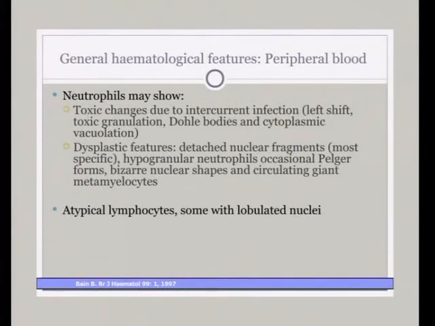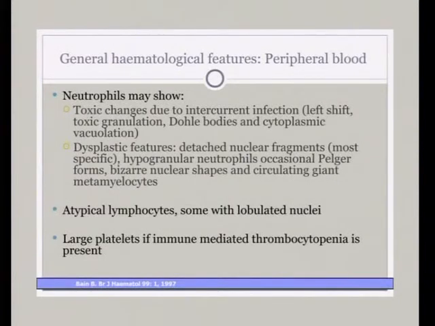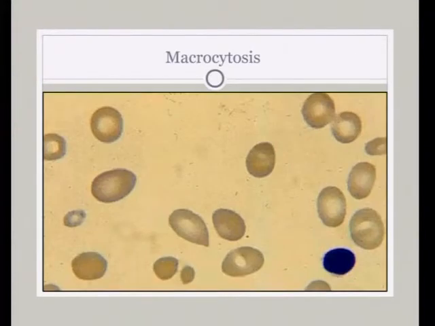Atypical lymphocytes, some even with lobated nuclei, are almost the norm in the peripheral blood of people with HIV. And large platelets may be present if there's immune-mediated thrombocytopenia in the patient. This is just to show you what it looks like. So there we have a normal-sized lymphocyte. That lymphocyte is about 8 micrometers in diameter. And these red cells should be the same size as the nucleus of that lymphocyte.